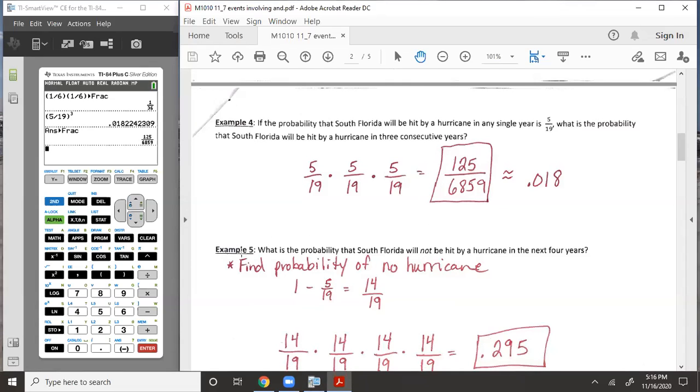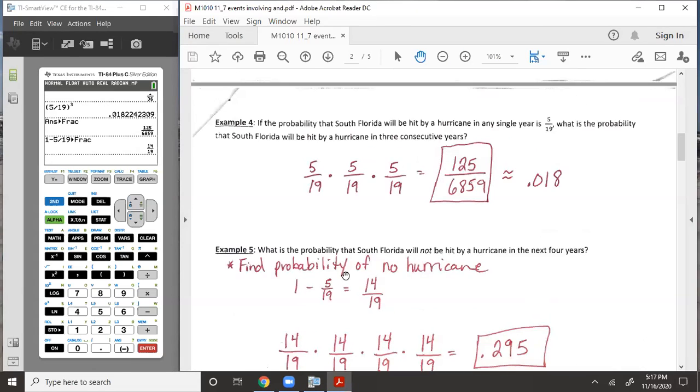Example 5, what is the probability that South Florida will not be hit by a hurricane in the next 4 years? Now, if you recall, the probability of an event not happening is 1 minus the probability of the event happening. So 1 minus 5 over 19 is 14 over 19. And we can do this on our calculator as well. Simplified fraction, 14 over 19.